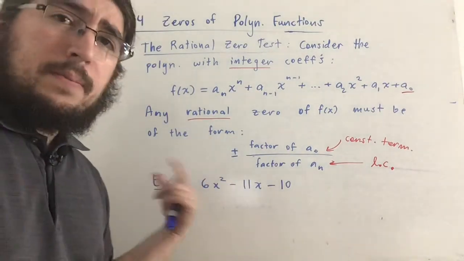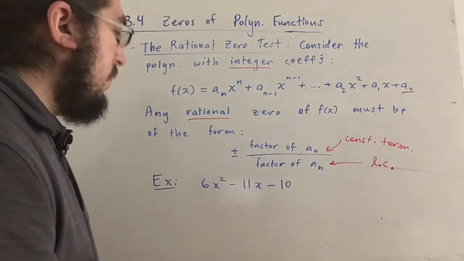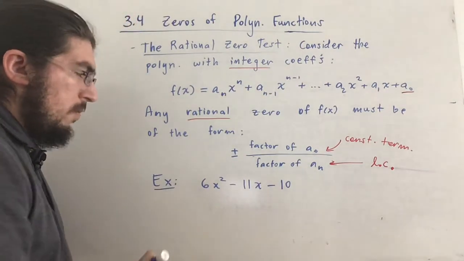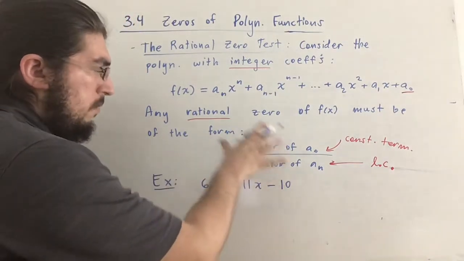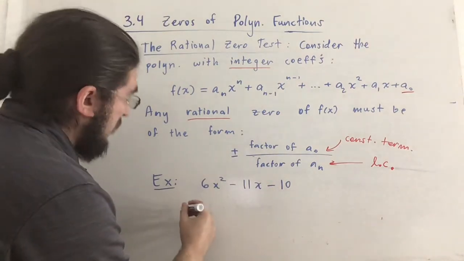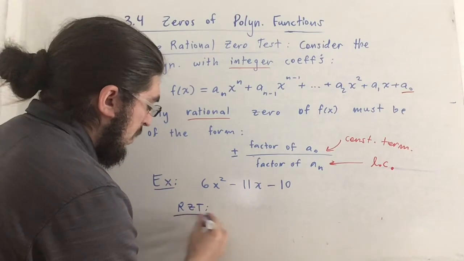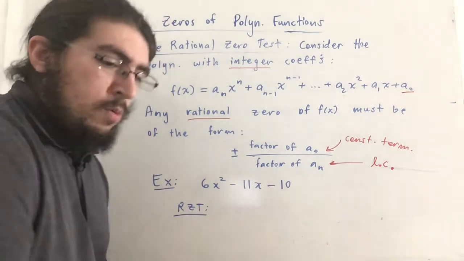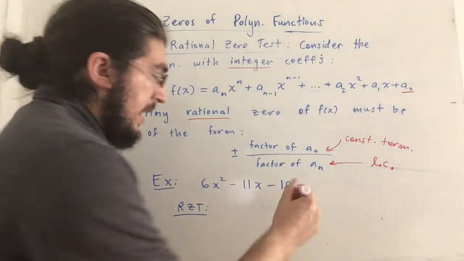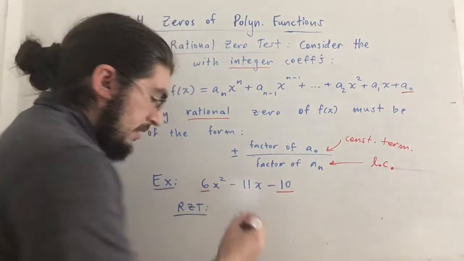And in this example, I'm going to explain why it's true. The first thing we need to do is figure out what these rational zeros look like. So here's what I'm going to say. I'm going to say RZT, for rational zero test, will give us the following. We want to look at factors of negative 10 and divide them by factors of 6.